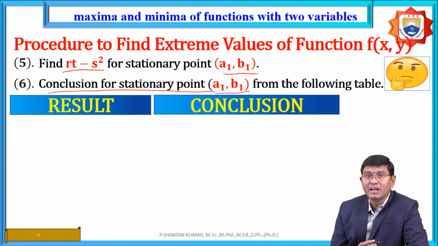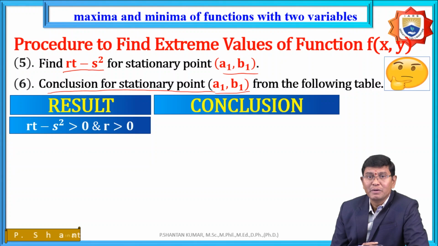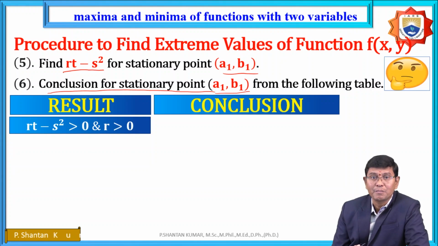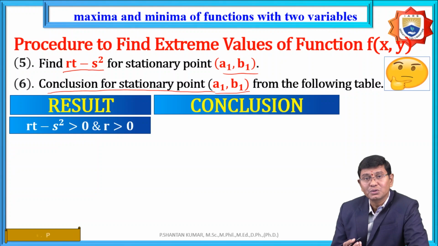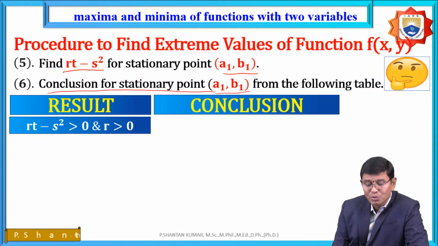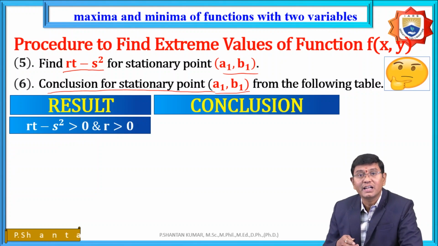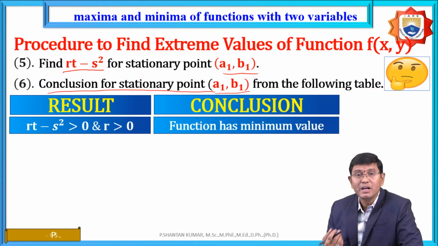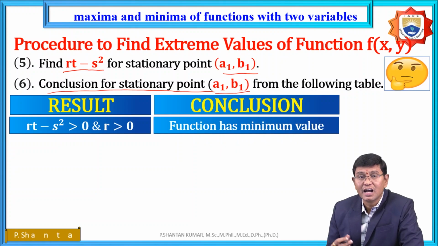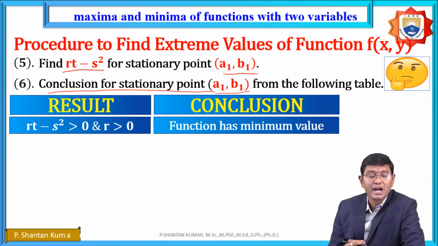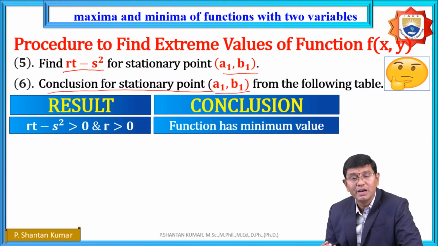For example, suppose the value of rt minus s square is greater than 0, and moreover r is also greater than 0. That means these two conditions are satisfied: rt minus s square is greater than 0, as well as r is greater than 0. Then the function is said to have a minimum value. Both the conditions are satisfied, so the function has a minimum value.